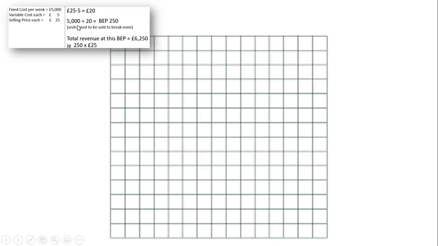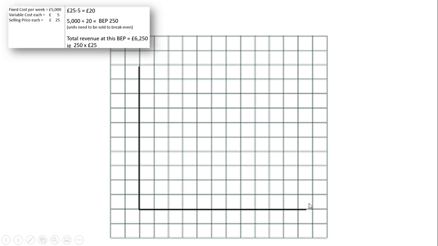Okay, so back to our first task, you can see here we had a fixed cost of 5,000, variable cost of 5, selling price of 25, a break-even point of 250 units that needs to be sold, and the value of that at the break-even point is 6,250. And I'll show you what I do. I've tried to break it down. So first of all, I draw 2 lines like this.